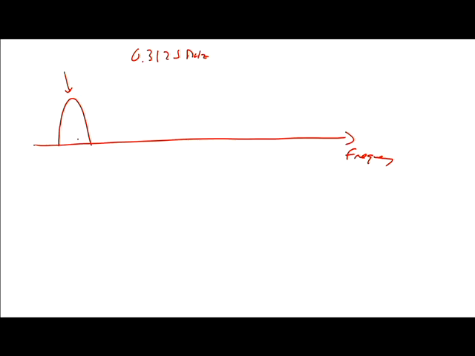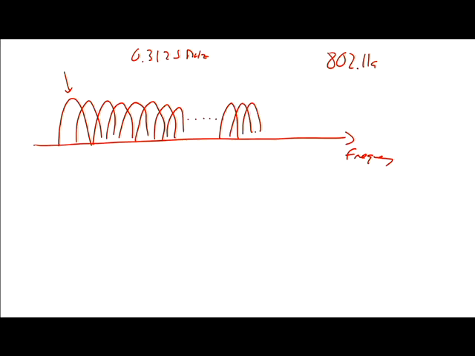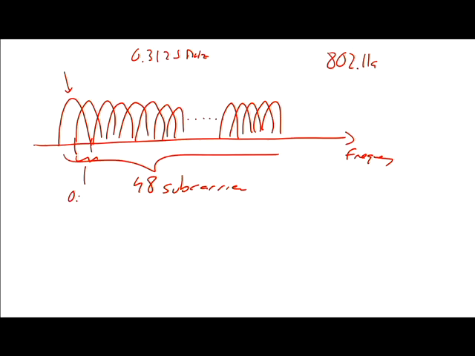The way OFDM works in 802.11a is that we have 48 simultaneous narrow band, so very slow, transmissions, all transmitting at the same time. Each one of these transmissions we call a subcarrier. So we have 48 subcarriers, and these subcarriers are separated by 0.3125 megahertz. Overall, this is around 20 megahertz in bandwidth.